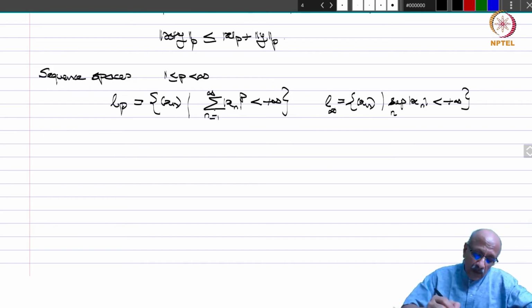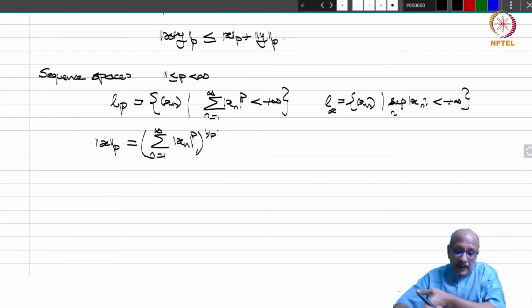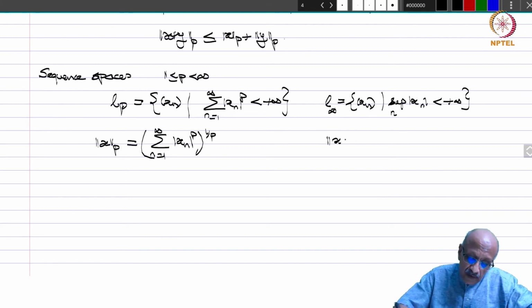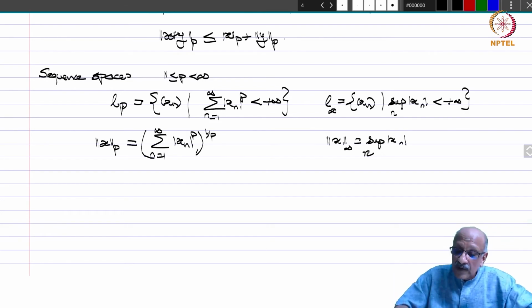Okay. So now on ℓ^p, again we will define the norm here. The norm ||x||_p is equal to the sum of |x_n|^p, n equals 1 to infinity, whole power 1 by p. And that is finite, and so it's well defined. And of course you have the norm in ℓ^∞, ||x||_∞ equal to sup of |x_n| over all n. So that is giving you the ℓ^∞ norm, which again is well defined because the supremum is finite.